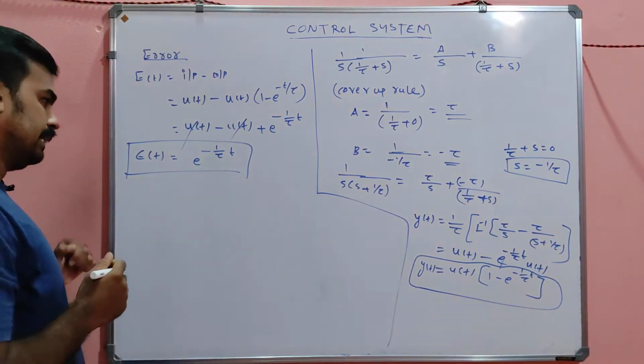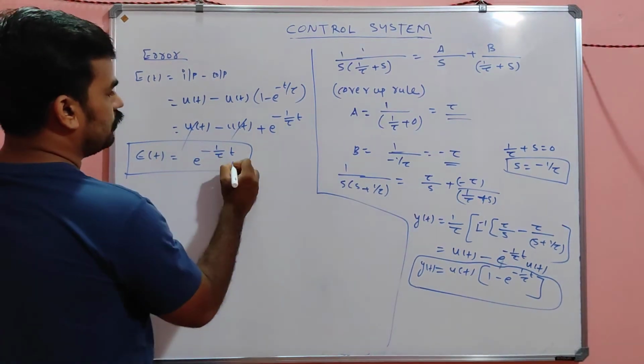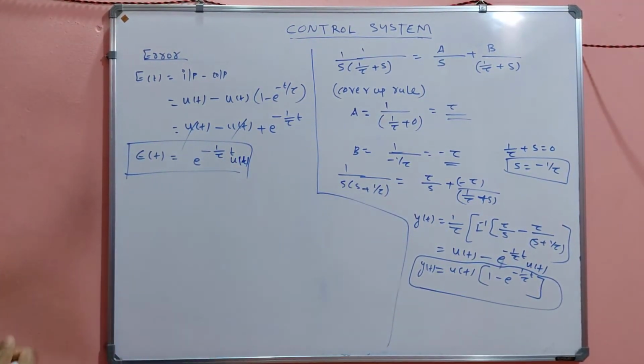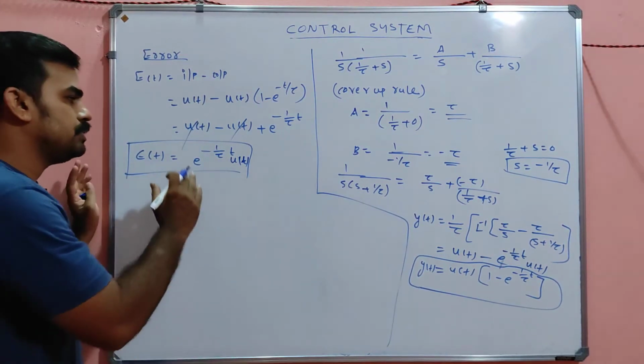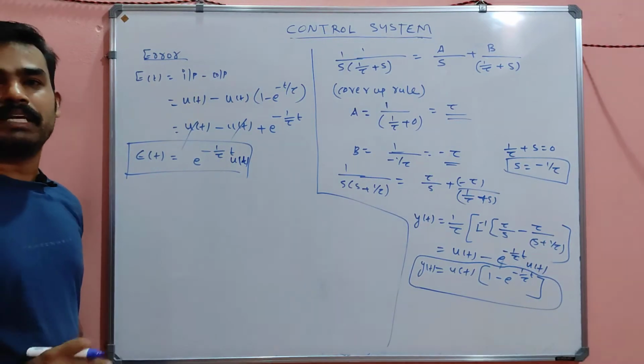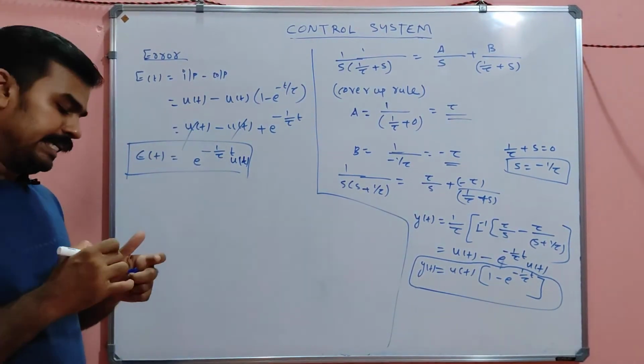This is called the error. So always write u of t also. I already told you, you simply don't write anything in control system. Always multiply with some u of t, because it represents that the error is for t greater than 0, that's all.